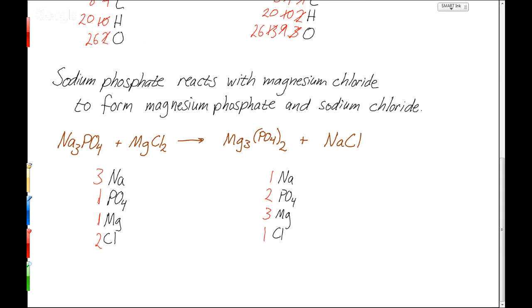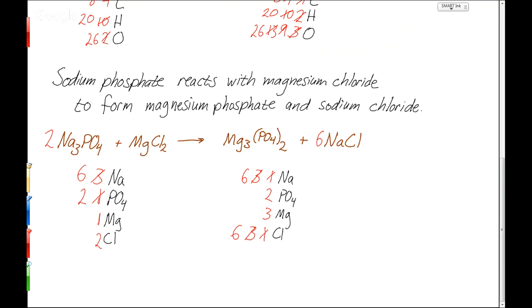Let's start balancing it. 3 sodiums on the left, so we want to get 3 on the right. That changes that, but it also changes the Cl. 1 PO4 on the left, 2 on the right. So we want 2 PO4s here. That changes our PO4 to 2, but it also changes our sodium to 6. So now that first balancing we did of the sodium is no longer good, so we should go back and fix that. 6 sodium on the left, 3 on the right, so we shouldn't have a 6 here. Let's have a 3 here, we should have a 6 there.